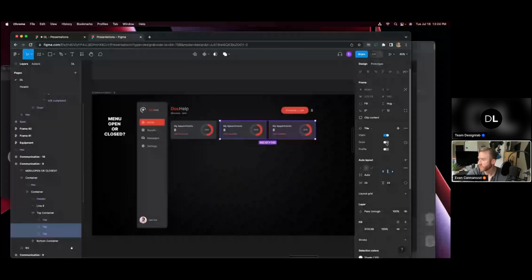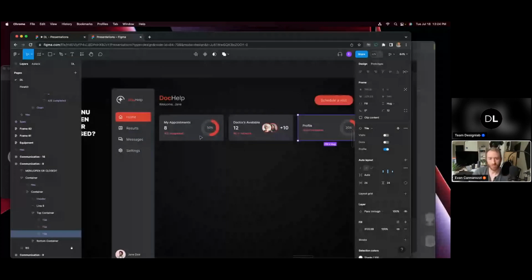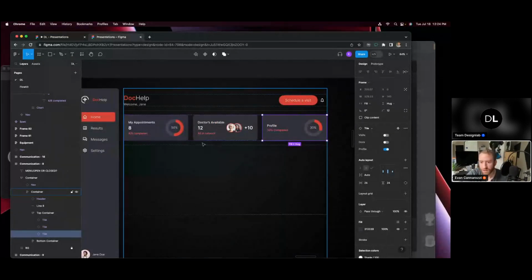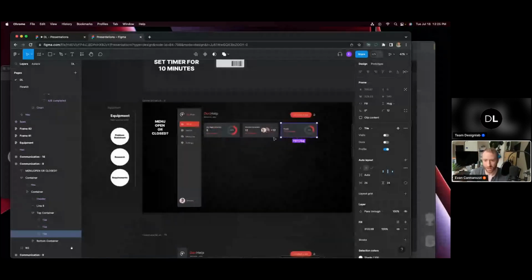And then you tell me the order here. Do you think my appointment should be first, doctors available should be second, and profile should be third? Or do you think we should reorder this? One appointment, two doctors available. What order makes sense to me? Profile third, leave it. Okay, awesome. So let's leave that. We can always change it later. If we want to come back and refine this, we can. So we're keeping this as is. So this first requirement is knocked off.